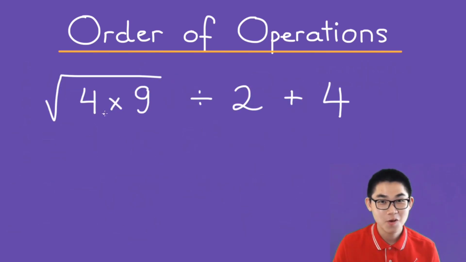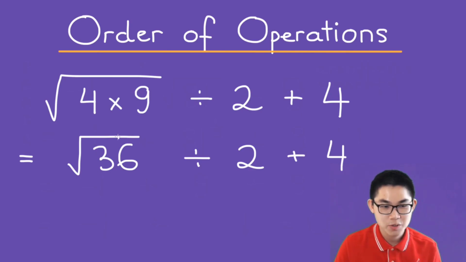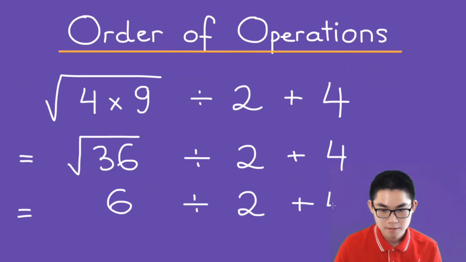The square root of 4 times 9 divided by 2 plus 4. So whenever you have the square root and there is an expression inside it, you have to simplify that expression first. So 4 times 9 gives you 36, and that 36 is inside the square root. Then we have to do the square root first. So the square root of 36 is 6. Here we have 6 divided by 2, and that's going to be 3. And 3 plus 4 is 7.